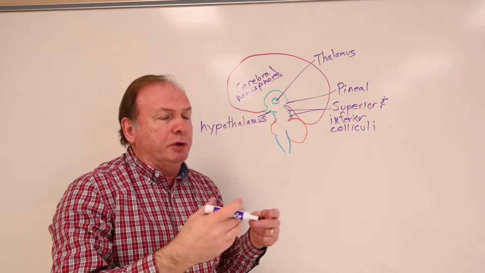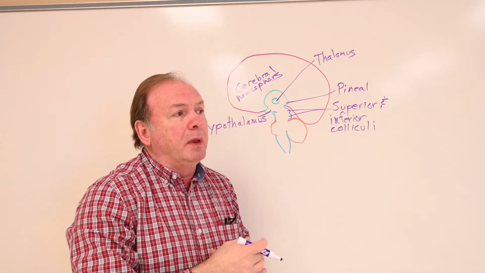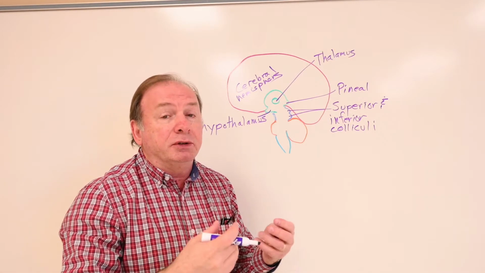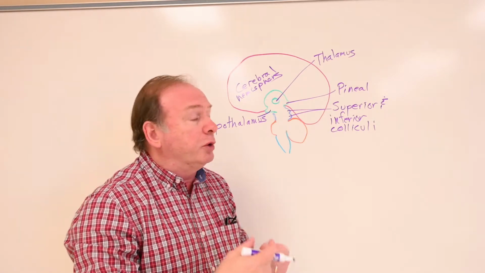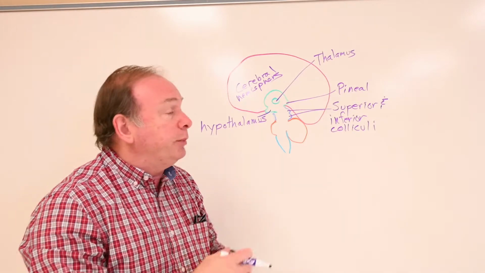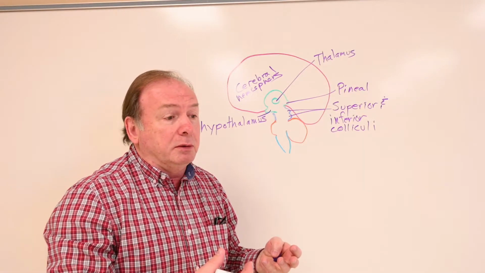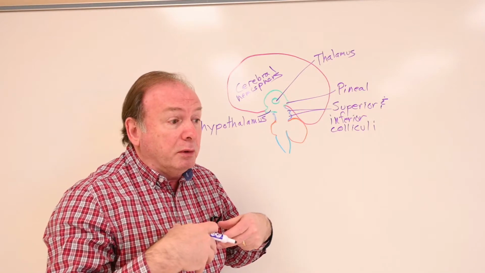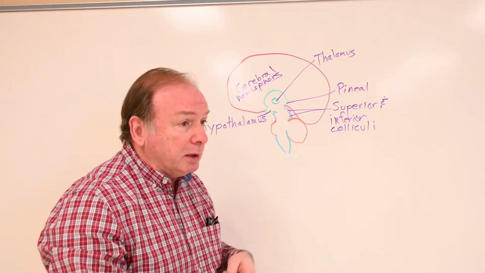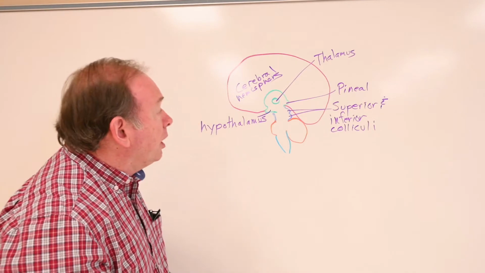Those structures have to do with reflexes, having reflexive responses to visual cues and auditory cues. The upper pair of colliculi, those bumps up there, give you reflexive responses to visual cues, and then the lower pair give reflexive responses to auditory cues.